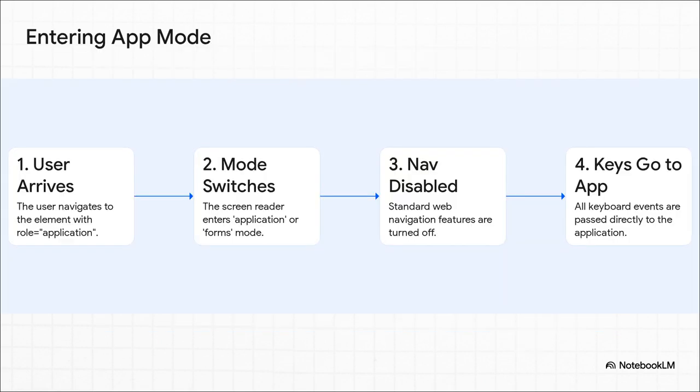Let's just walk through it. The user gets to your component. The screen reader sees role equals application and instantly flips a switch. And just like that, poof, all their normal commands are gone. Pressing H to jump to a heading doesn't work. Using arrow keys to read a paragraph? Nope. Every single key press now goes straight to your app's code, just waiting, hoping that your code knows what to do with it.